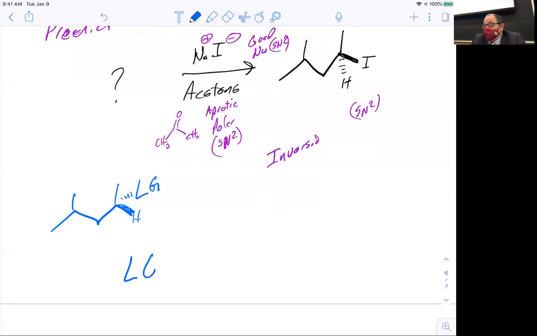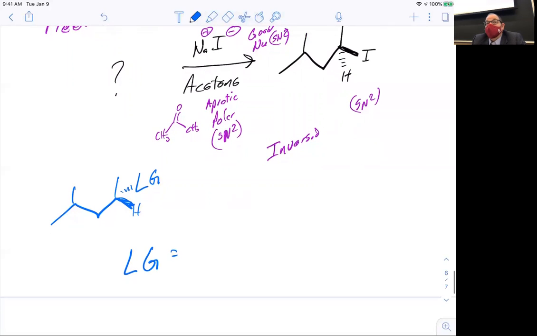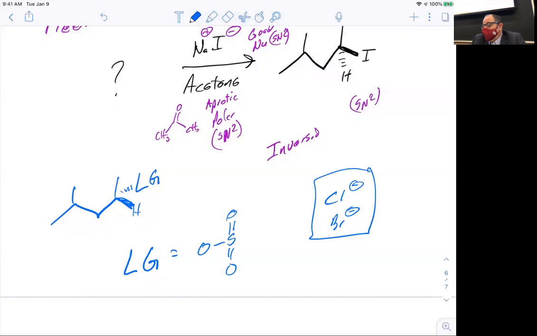Then the question becomes the leaving group. There are some leaving groups that actually won't work well. So chloride wouldn't work well, bromide wouldn't work well. Why? The iodine's more stable, right? So it would go backwards. So these would go backwards. So here I need a nice polarizable, very stable leaving group. Okay, one of the ones that we have is this tosylate.